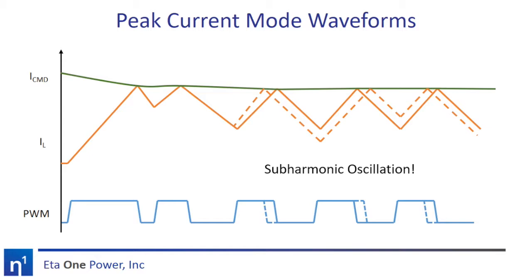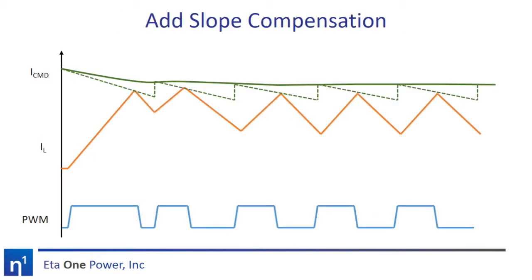The subharmonic oscillation can be eliminated by adding slope compensation to the controller. Here, we subtract a periodic ramp from the command signal that is used to compare with the sensed current. The ramp amplitude is selected to stabilize the current waveform and avoid subharmonic oscillation. A ramp slope of Vout divided by 2L will stabilize the buck converter at all duty cycles.